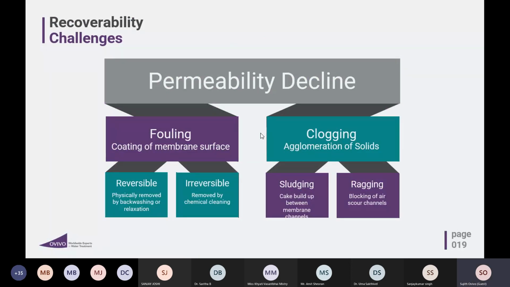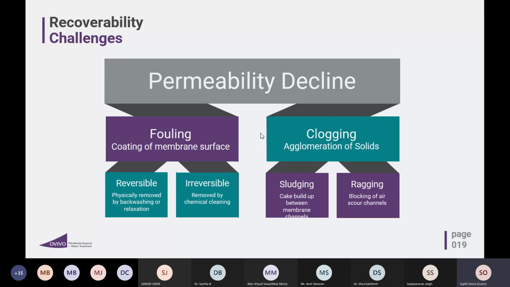One is the recoverability challenge, which we talked about, right? What usually happens is your permeability declines, right? You're getting, let's say, 1,000 liters per hour. All of a sudden, you'll see that you're getting only 250 liters, right? It's a permeability decline. What are the causes? It can be fouling or clogging, right? Fouling is usually a reversible one. It depends, because when we get into detail, you'll come to know. Fouling or clogging, these are the two typical situations which can occur to any membrane, right?